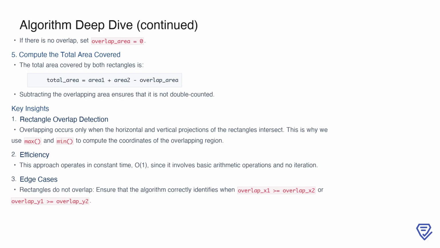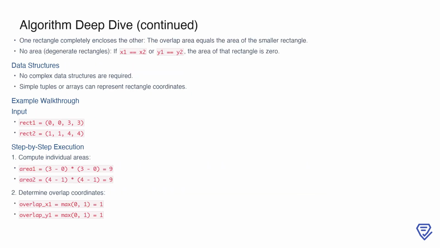For example, when the rectangles do not overlap, the algorithm should correctly identify this and ensure that no invalid overlap area is subtracted. Additionally, there are two specific edge cases to consider. When one rectangle completely encloses the other, the overlap area will equal the area of the smaller rectangle. Another edge case occurs when a rectangle has zero area, which happens if either x1 equals x2 or y1 equals y2, making it a degenerate rectangle. This algorithm does not require complex data structures. Simple tuples or arrays are sufficient to represent the rectangle coordinates.